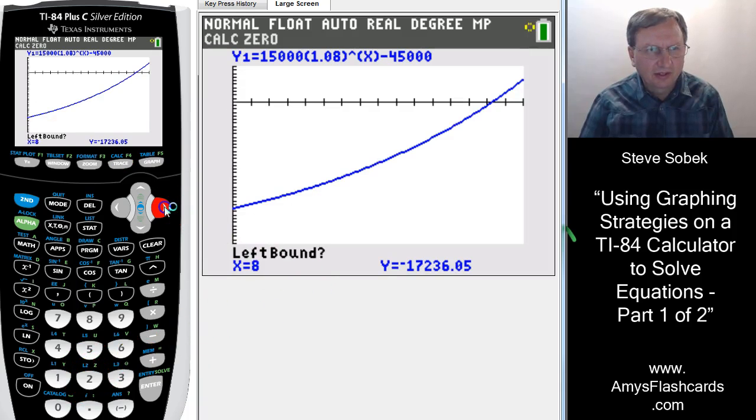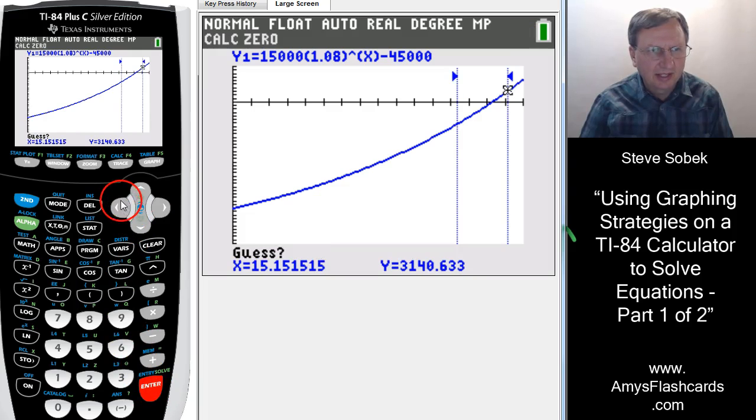And we're going to hit our right arrow key, but stop short so that we're still somewhat to the left of that intercept. Okay, that looks adequate. Hit enter to accept that as the left boundary. Hit the right arrow key so you go somewhat to the right. That's good enough. Hit enter. And for best guess, I go anywhere in between, and hit enter again.